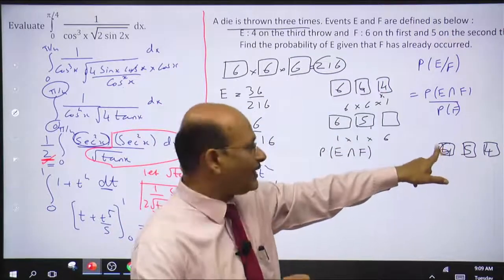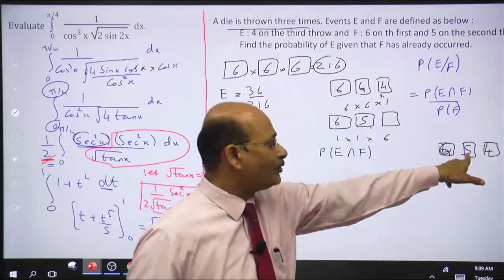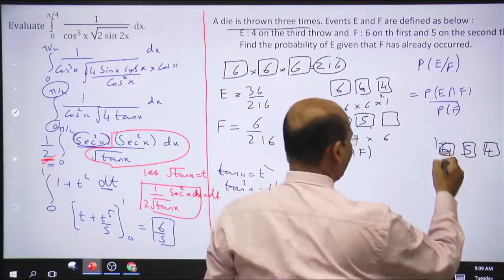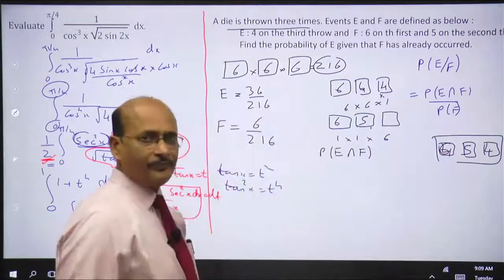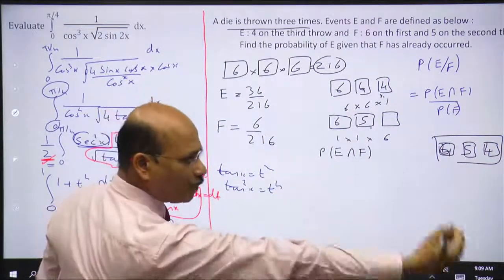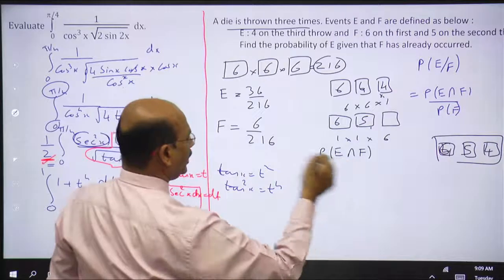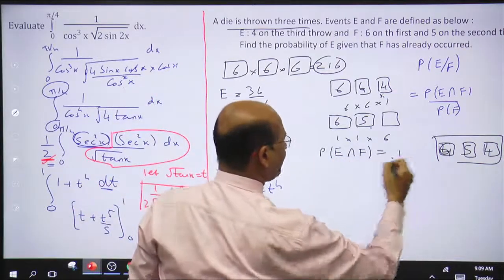The number 6 will be on the first die and 5 on the second. So how many outcomes? It is a simple outcome, that is 6, 5, 4. So P of E intersection F is nothing but 1 upon 216.